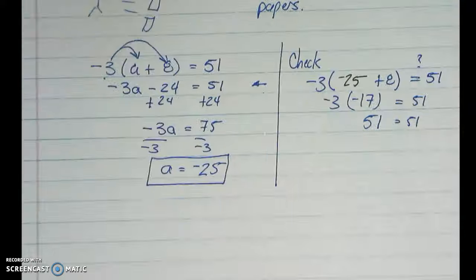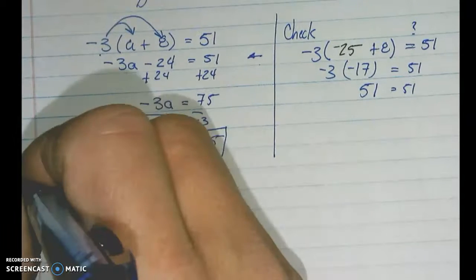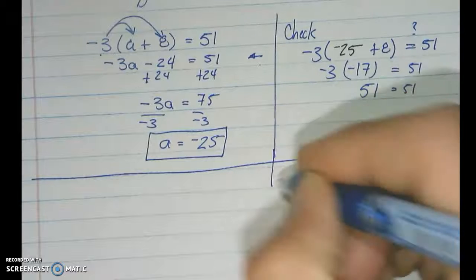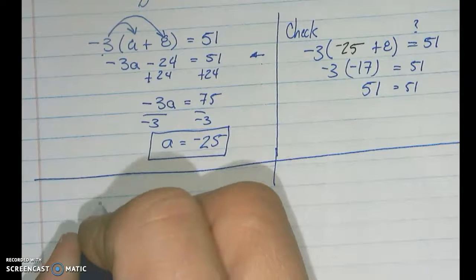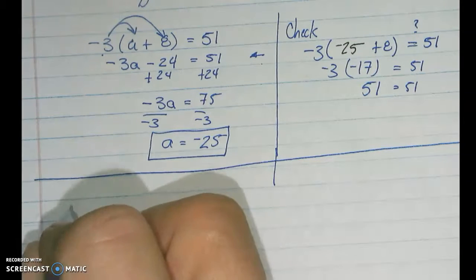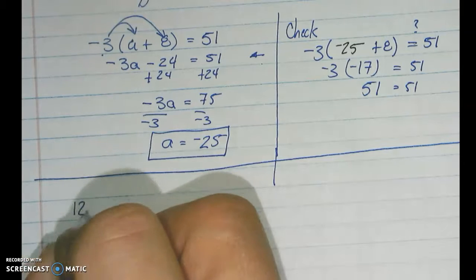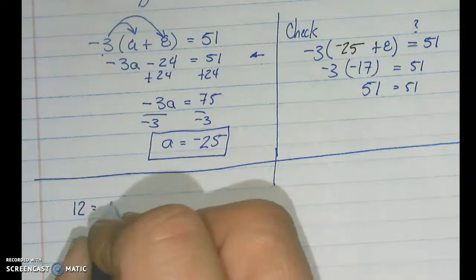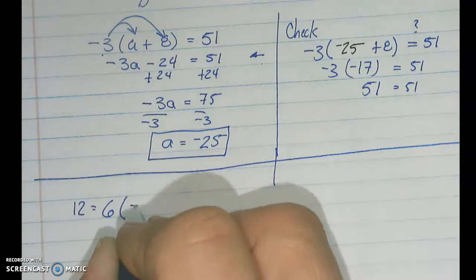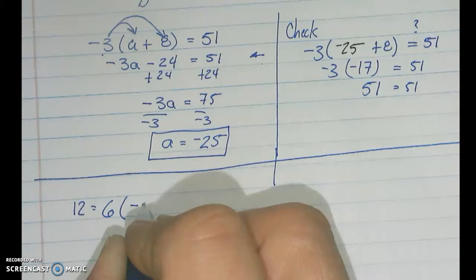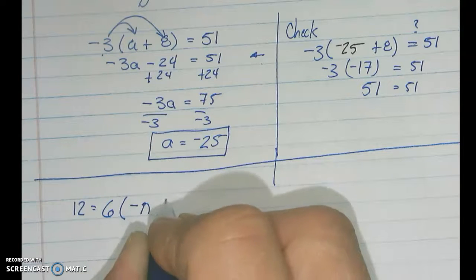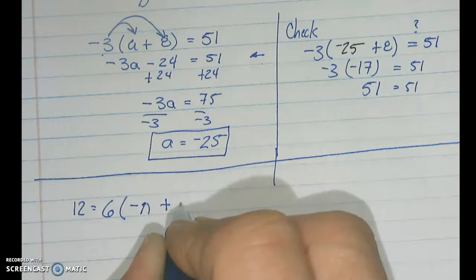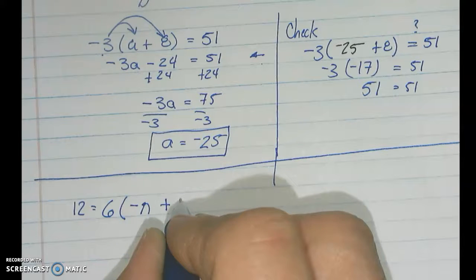All right. So let's do our next example before we run out of time. So let's go with 12 is equal to 6 times negative n plus 8.